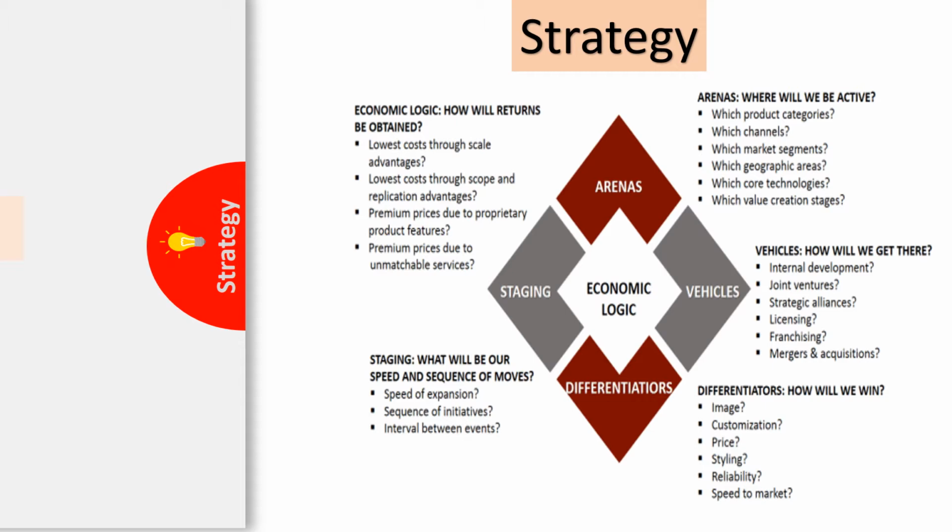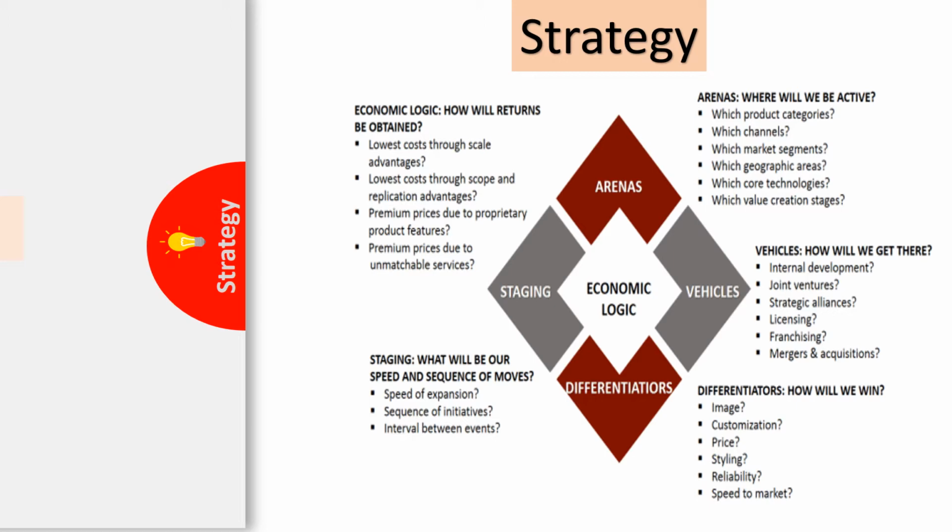Arenas, where will we be active, which product categories, which channels, which market segments, which geographic areas, which core technologies, which value creation stages. So what exactly do you want to sell in that new marketplace? If we look at Tesco's, when Tesco's wanted to go into America, they weren't selling their whole range of goods and services and all the electronics and all their clothing, but they were focusing on their foods. So again, which product categories, it was their foods. So what market segments were they targeting? Which geographical areas in the US were they going to target as well?